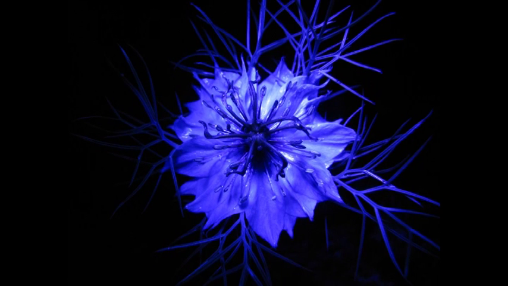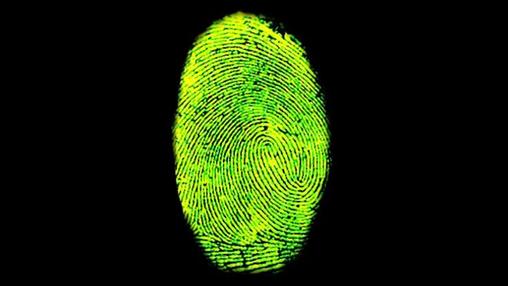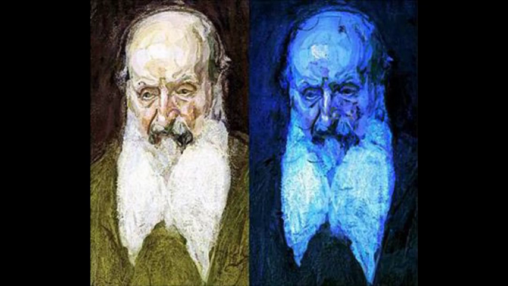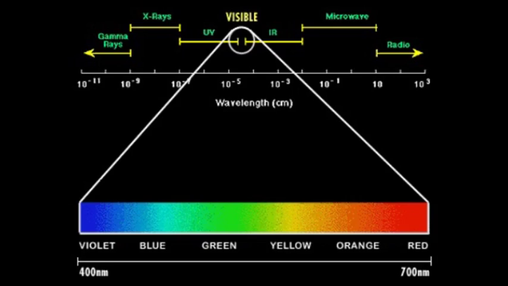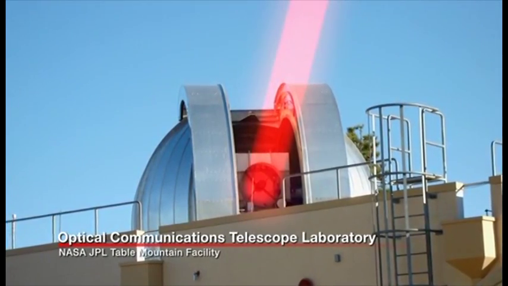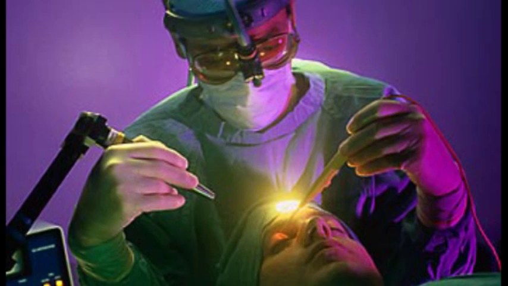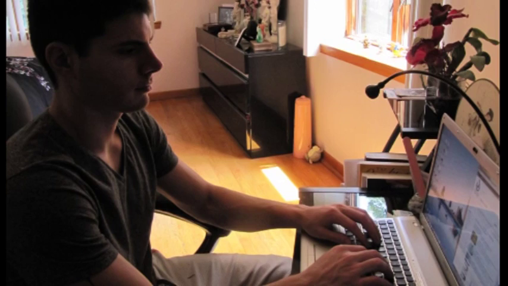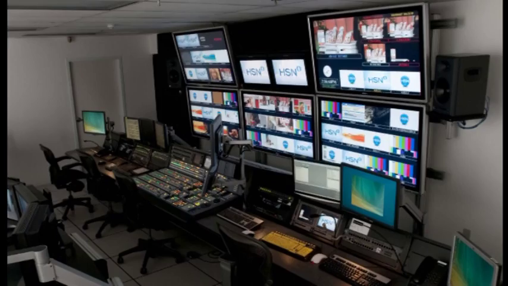UV light is used in reflected UV and fluorescent photography, which is used in medicine, criminology, camouflage detection, theater, and the examination of works of art. Visible light are the wavelengths that humans can perceive. This light is used by telescopes, lasers, microscopes, photography, medicine, and electronic devices that have viewable screens, such as MP3 players, touchpad devices, LCD monitors, cell phones, and TV screens.